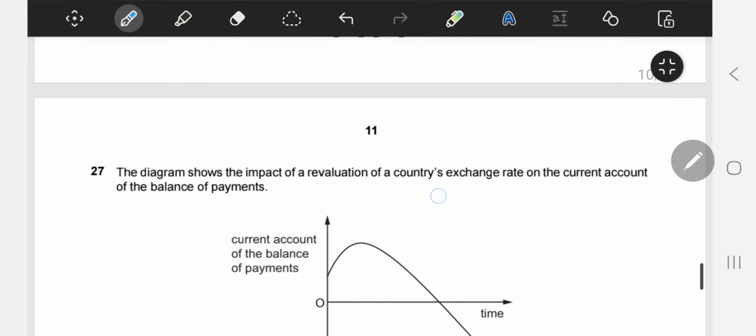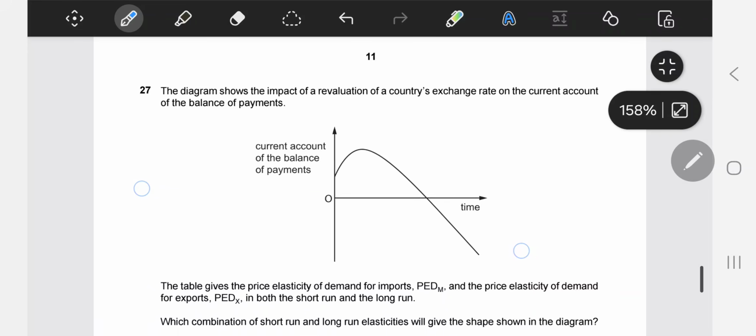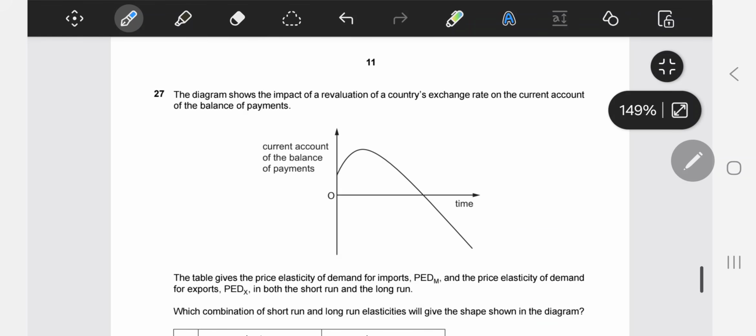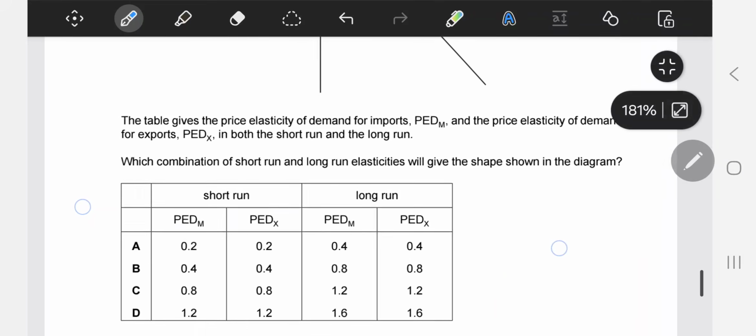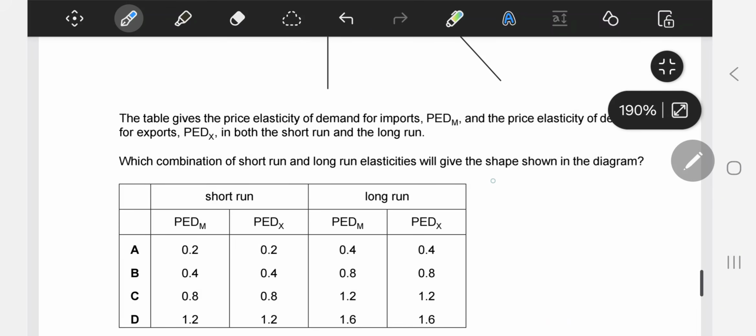Let's move on to 27. Okay, let's make this a bit smaller so that we can see the graph. The diagram shows the impact of revaluation of a country's exchange rate on the current account of the balance of payments. The table gives price elasticity of demand for imports and price elasticity of demand for exports in both the short run and the long run. Which combination of short run and long run elasticity will give the shape shown in the diagram?